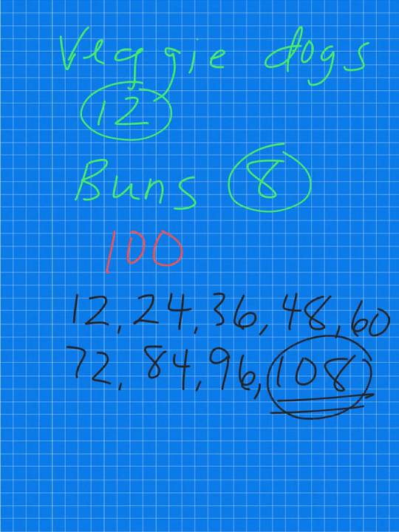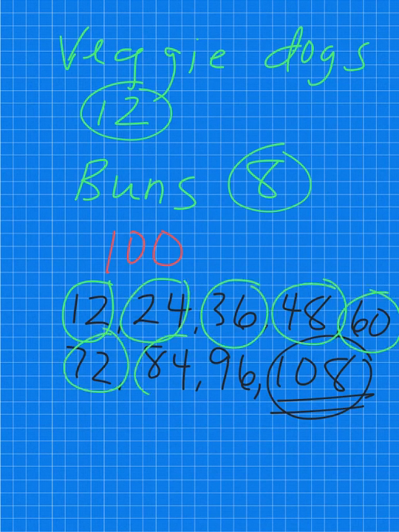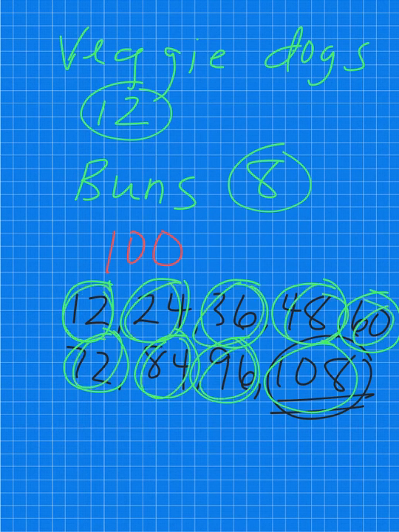And so then you look back, and if each of these is a package, how many packages do we need? Well, we need 1, 2, 3, 4, 5, 6, 7, 8, 9. So we would need 9 packages. I'm going to write PKGS for packages of the veggie dogs.